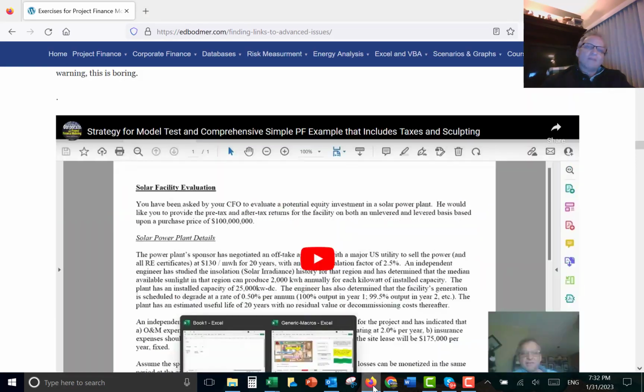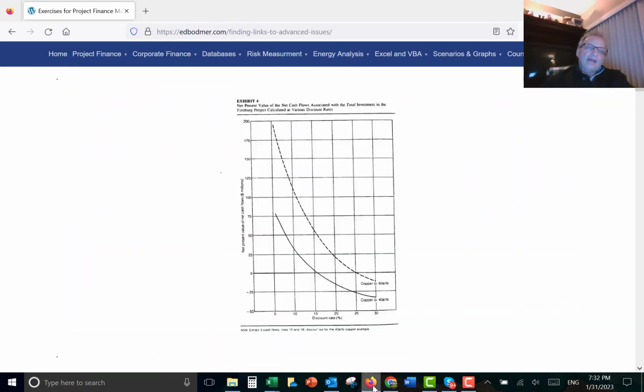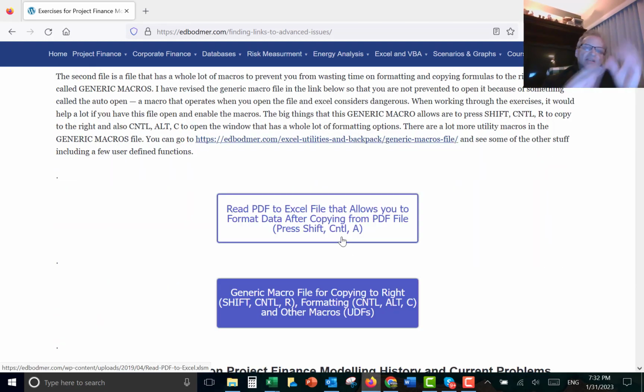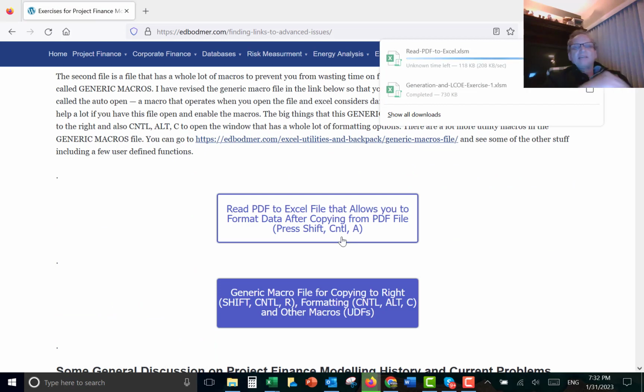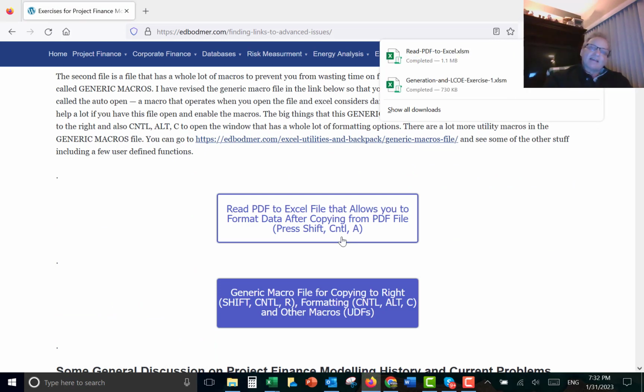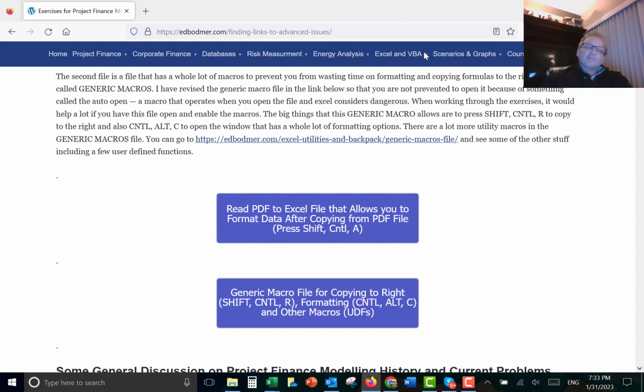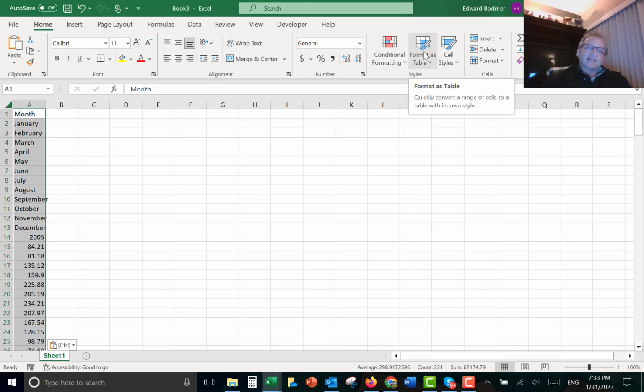You go up to the top and you download the very first file, which says it's a read PDF to Excel. You download that file right here. Put all the files here. And then you go and open this file, and it's kind of like our generic macros file, okay?